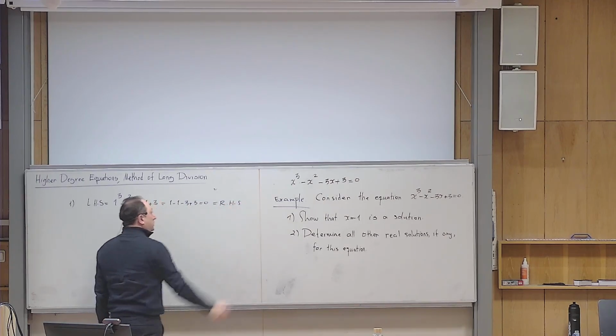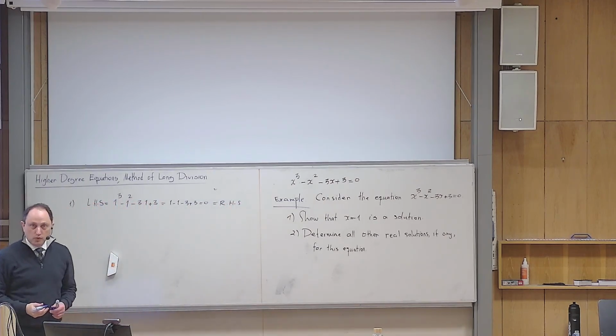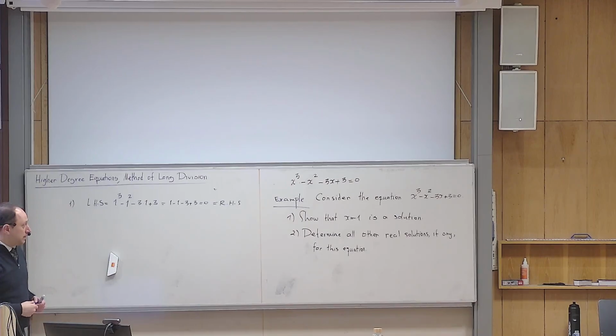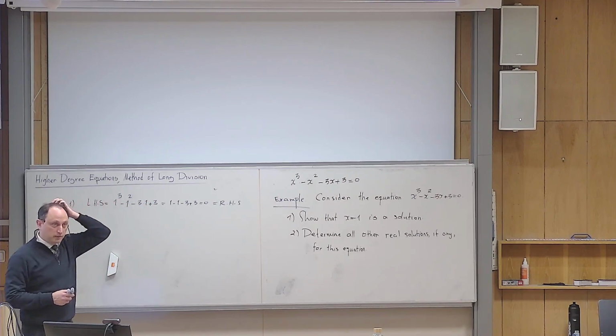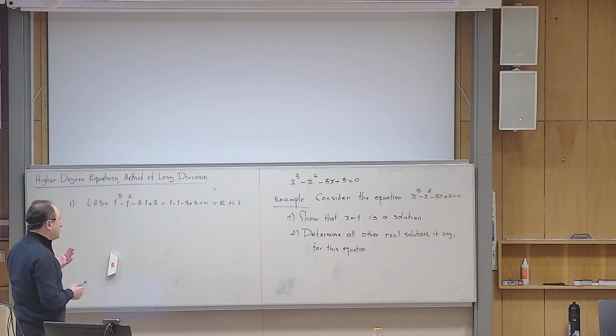So it is confirmed that, yes, x equals 1 is indeed the solution. But how can I exploit this piece of information to find other roots of that equation, if possible? This is the method of long division that I want to teach you today. But what is the idea?